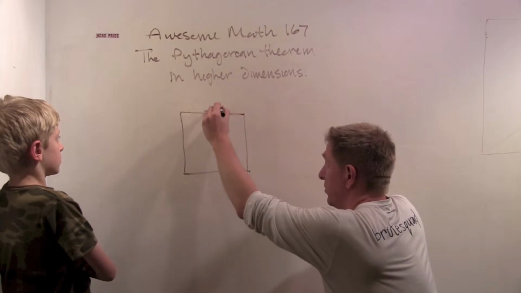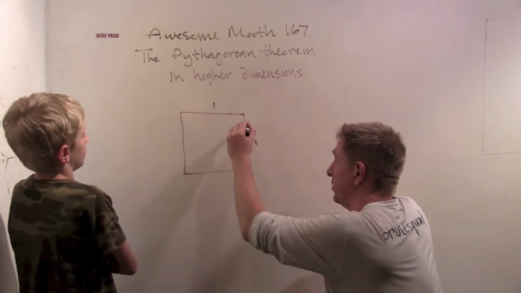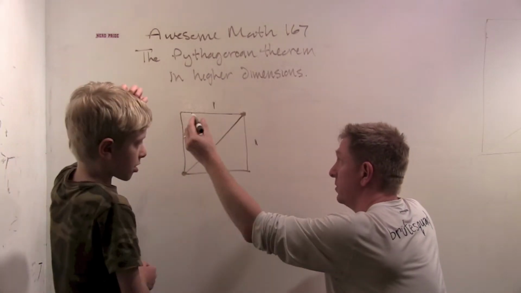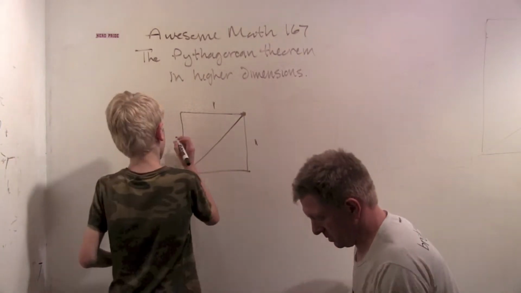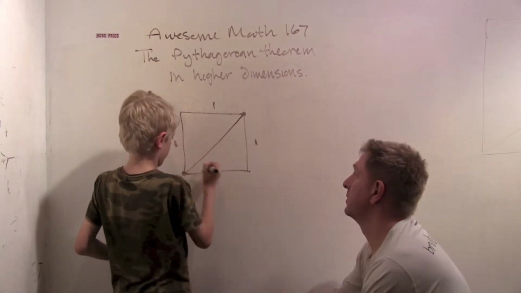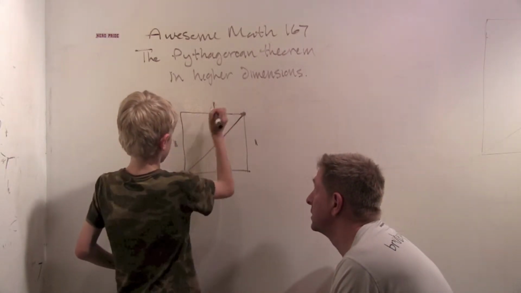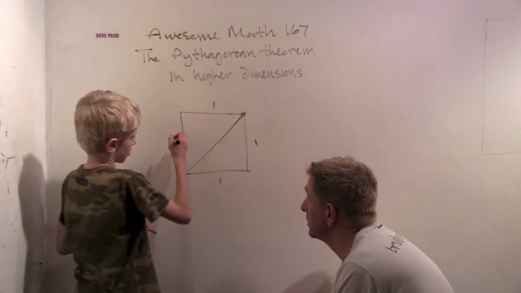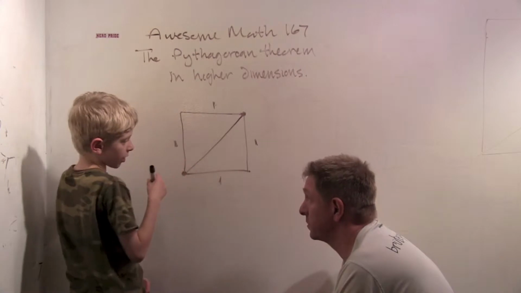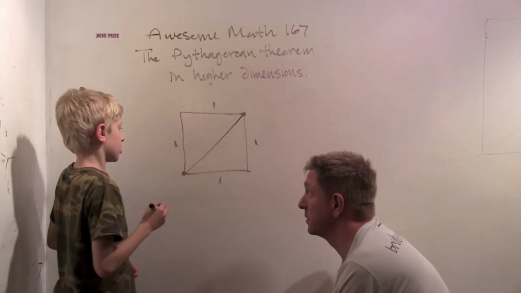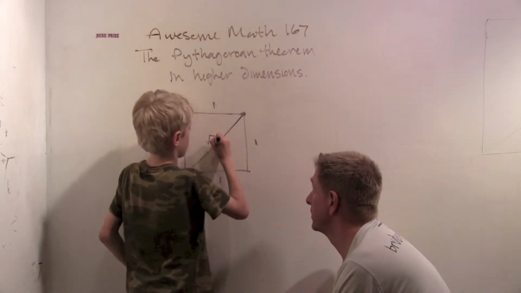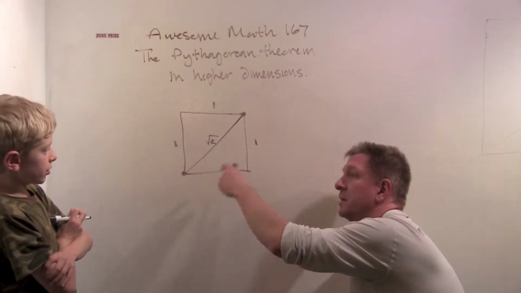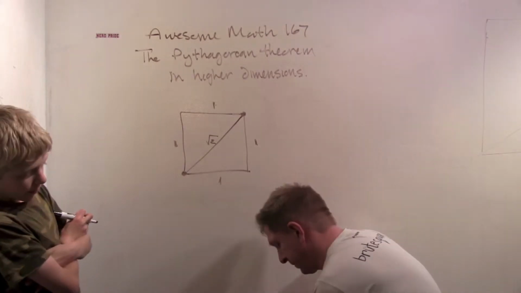Let's pretend the side length of our square is 1. How can we use the Pythagorean theorem to find the length of this long diagonal? Well, we can do a squared plus b squared. So these are all 1. So it's 1 squared plus 1 squared, that's 2. So that means this side is square root of 2. Wow, so the long diagonal of a square has length equal to the square root of 2.